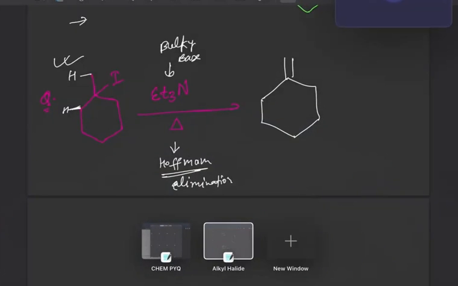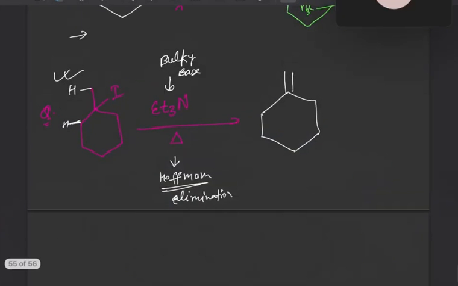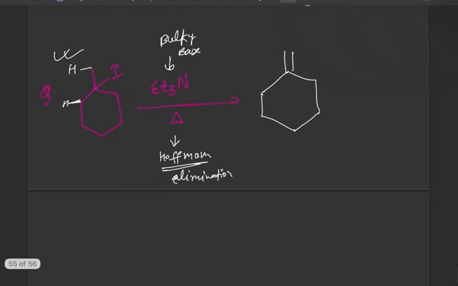Now tell me, is it correct? Any confusion? But in the same case, same example, if I give some different reagent like alcoholic KOH and heat, what will be the product in this case?